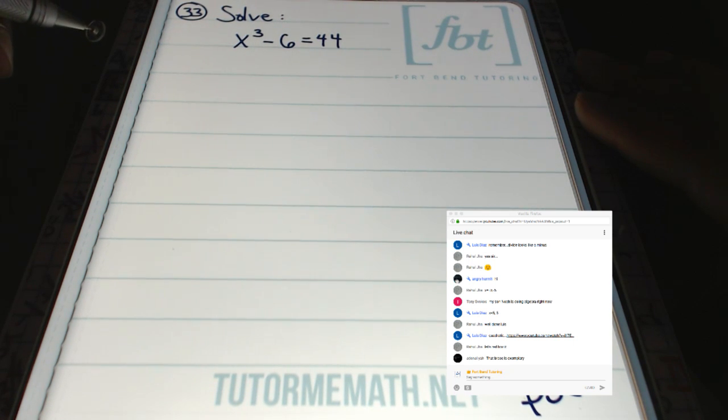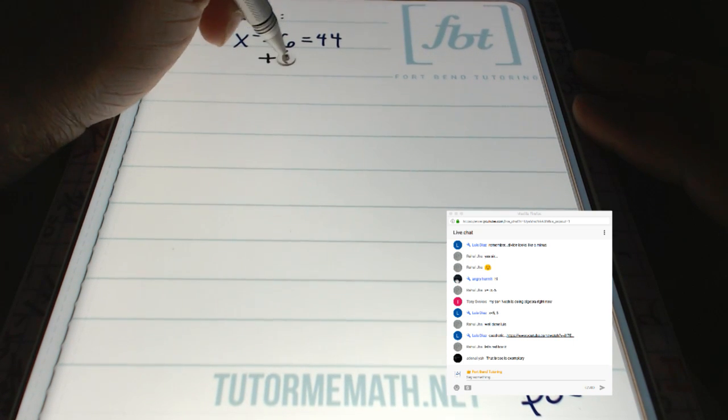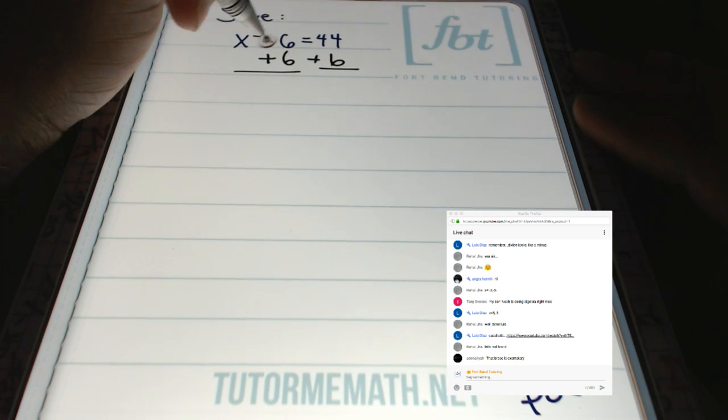Problem number 33, we have solve x cubed minus 6 equals 44. This is a cubic equation. We thought we were getting into dangerous territory with the previous problem, the quadratic problem. This is a cubic equation. So let's see what we're going to do in order to solve this problem. We're going to start by adding 6 to both sides. We still want to isolate that variable.